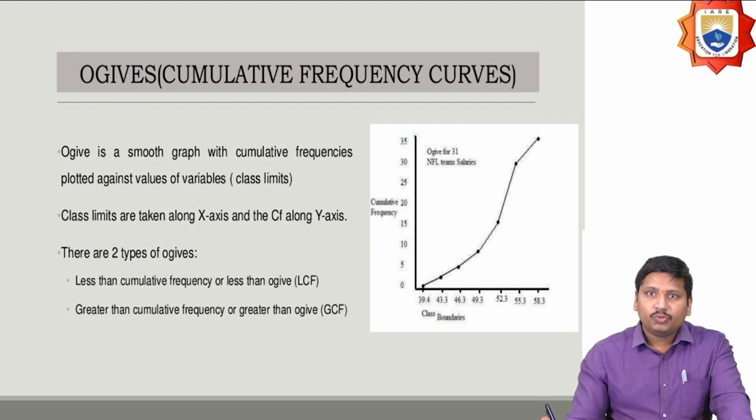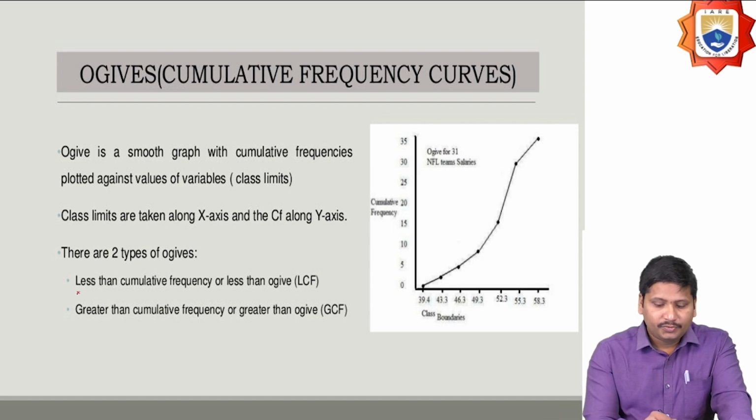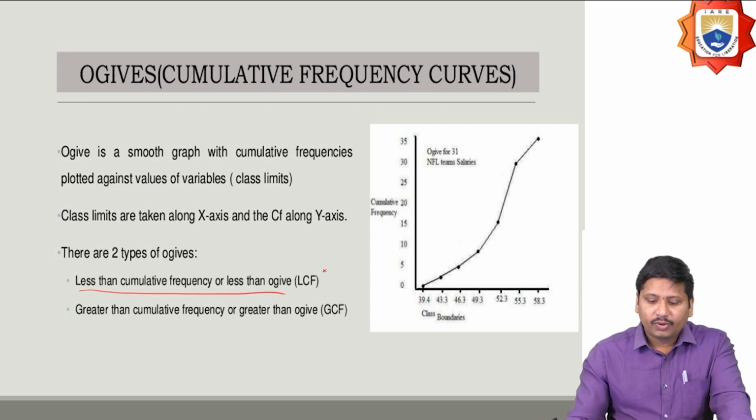An ogive is a smooth graph with cumulative frequencies plotted against the values of the variable, and class limits are taken along the x-axis, and cumulative frequency is taken on the y-axis. There are two types of ogives: less than cumulative frequency ogive and greater than cumulative frequency ogive.